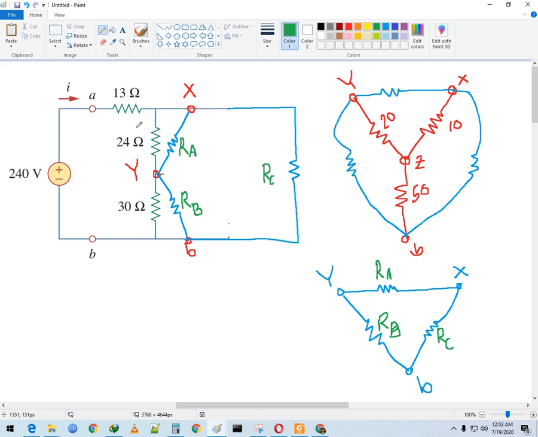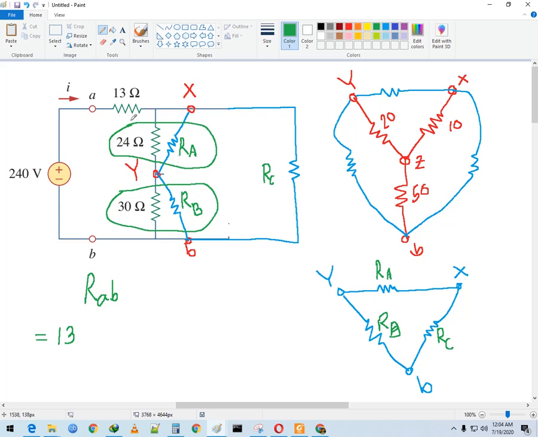Now it's quite obvious. Just like the previous example, we can simplify this, because we have RA and 24 in parallel, RB and 30 ohm, these two are also in parallel. And when you have these two parallel combinations together, these two will be in series, so you can add them together, and the whole thing will be in parallel with RC, and that whole thing will be in series with 13. So the equivalent resistance RAB should be something like, we will not write every part of the equation, we will write the overall final expression. So it will be 13.